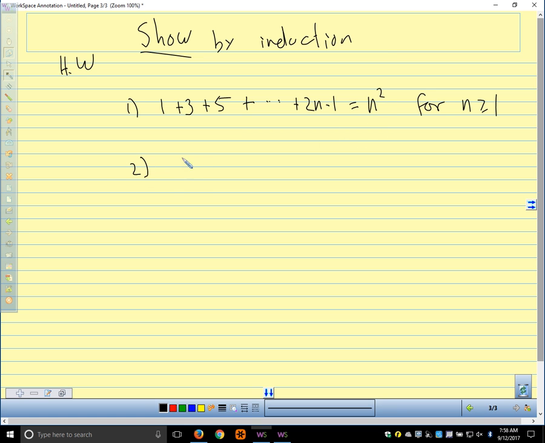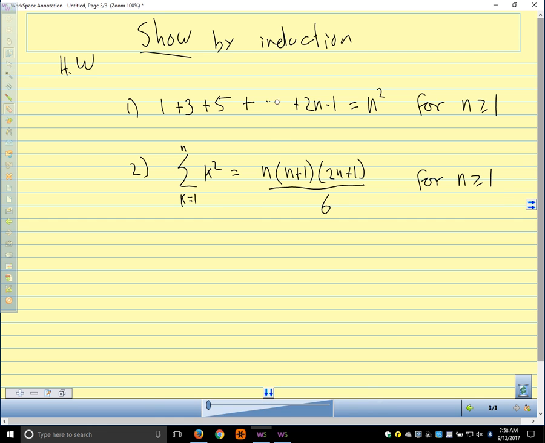And 2, the sum from k equals 1 to n of k squared equals n times n plus 1 times 2n plus 1 over 6. So these follow along pretty much exactly like the examples we did. So we have these nice summation formulas. All right, there we go.